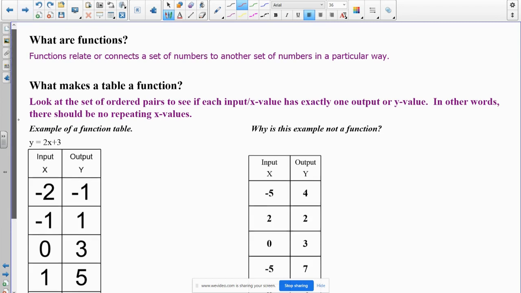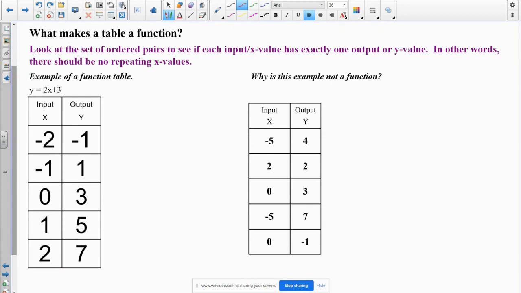So the first thing we're going to look at is what makes a table a function. When you look at a set of ordered pairs, you're going to see if the input has only one output. In other words, there should be no repeating x values. So this is the equation I used, y equals 2x plus 3, and I inputted -2, and my output was -1. Same equation, I made an input or an x value of -1, I got the output of 1. 0 was my input. My output into that equation was 3.